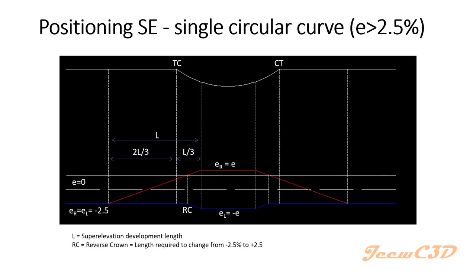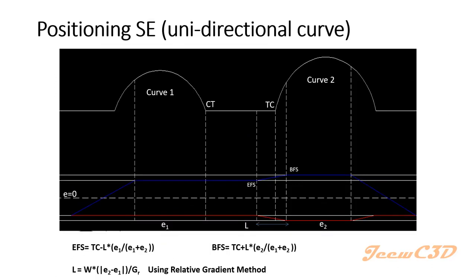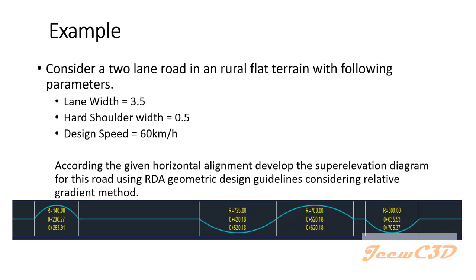After that, we will look at a simple example of how to calculate the super elevation development length. In this example, we consider a two-lane road in a rural flat terrain with the following parameters: lane width equals 3.5 meters, hard shoulder is 0.5 meter, design speed is 60 kilometers per hour. According to the given horizontal alignment, develop the super elevation diagram for this road using RDA geometric design guidelines, considering the relative gradient method. We are not going to develop the super elevation diagram, but in this example we will be calculating the super elevation development length.